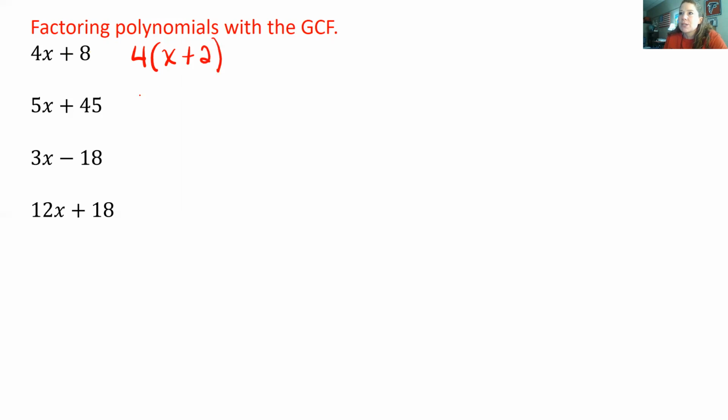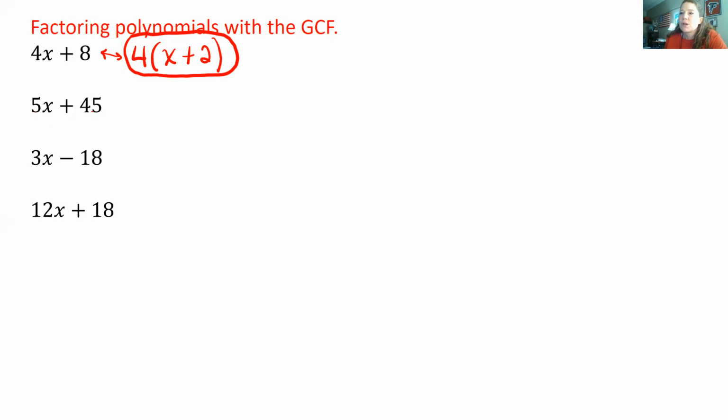So now we want to make sure that these two expressions are equivalent, and the way we would check our answer is using the distributive property. So 4 times x is 4x, and 4 times 2 is 8. So since they're still equivalent, we know that our answer is correct. All right, so our final answer is 4 times x plus 2. When you're done, you want to make sure everything in parentheses has no common factors. So let's look at the second one.